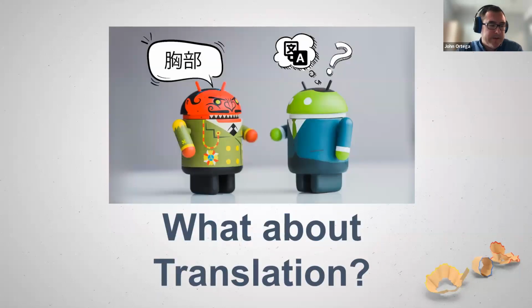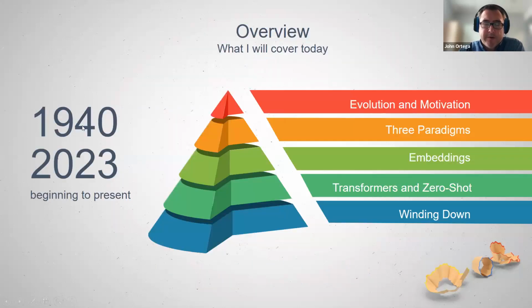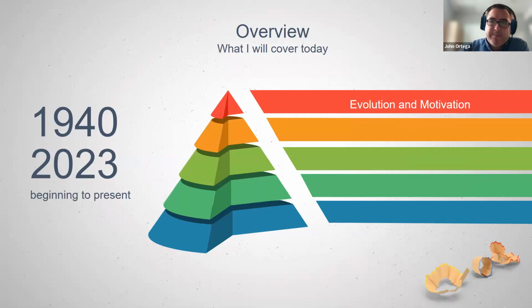So I guess the question really is, what about translation? What am I actually going to present today on translation? I think what I'm going to do is try to cover the evolution, from the standpoint of the history of MT, talk about experimentation, the different types of MT, and then cover the more interesting things that everyone seems to be interested in these days, which are transformers, large language models and zero-shot translation. So I'll start from the beginning, which starts in 1940 and goes all the way to 2023.